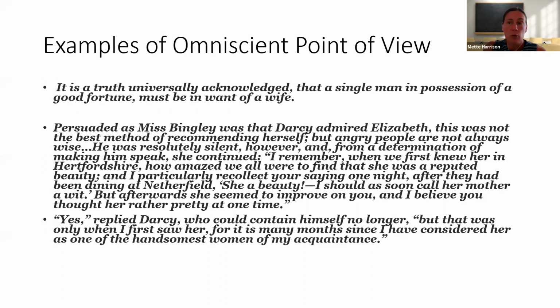All right, here's just some quick examples of omniscient point of view. "It is a truth universally acknowledged that a single man in possession of a good fortune must be in want of a wife." Again, this is something that only works in omniscient point of view because she's making these grand, sweeping assumptions about all of humanity and judging people and proclaiming this as a truth, right? That is an omniscient narrator who's saying that. This isn't a person who's thinking this in the novel.